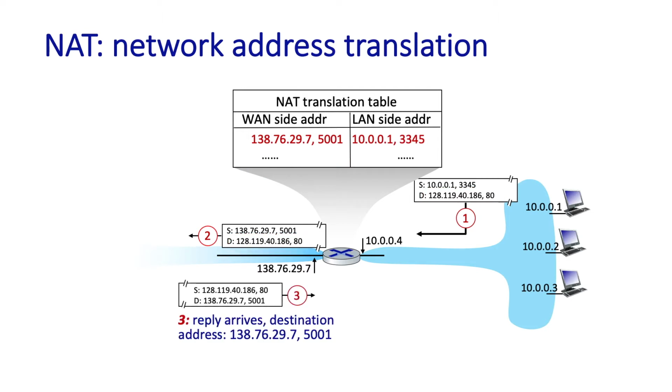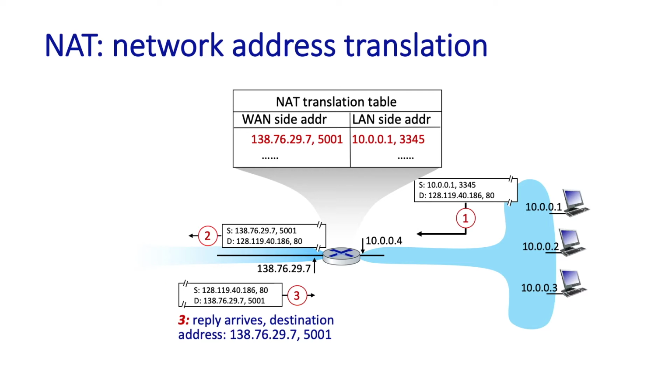In step 3, the remote host has replied. Note that the reply arrives with a destination address of 138.76.29.7, that's the NAT IP address, and destination port 5001. So the NAT router is now going to have to perform the inverse mapping.